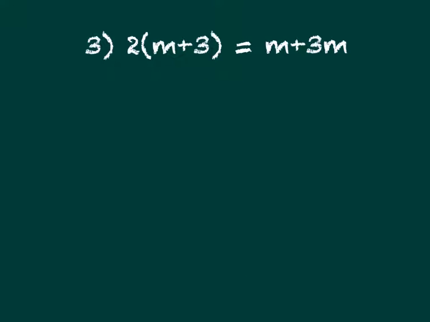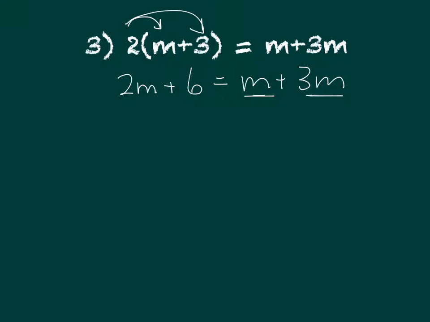All right, so then for example number 3, when I first look at it, the first thing that comes to mind is that I need to use the distributive property because I see those parentheses. So I'm going to distribute the 2 to the m and the 2 to the 3, and I get 2m plus 6 equals m plus 3m. Now over on the right side, we have like terms. We have a 3m and an m. And so when I add those two together, I get 4m. And then equals 2m plus 6.